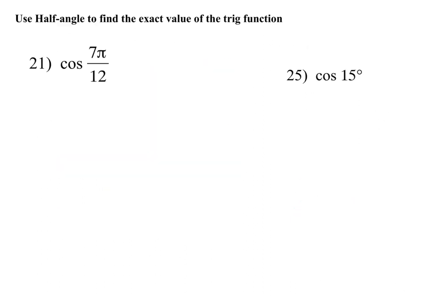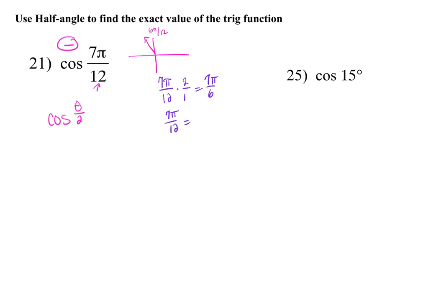For this one, we do need to find out what quadrant we're in. So if I look at 7 pi over 12, this guy is 6 pi over 12. So 7 pi over 12 is going to be my second quadrant, which means my cosine is going to be negative. It's telling me to use half angle. So half angle means that I need some angle over 2 that equals 7 pi over 12. The way to find that is just to multiply 7 pi over 12 by 2. And you will get 7 pi over 6. So we can say that 7 pi over 12 is the same thing as 7 pi over 6, over 2.